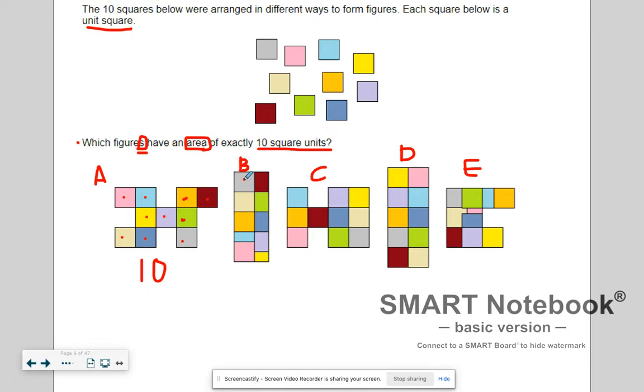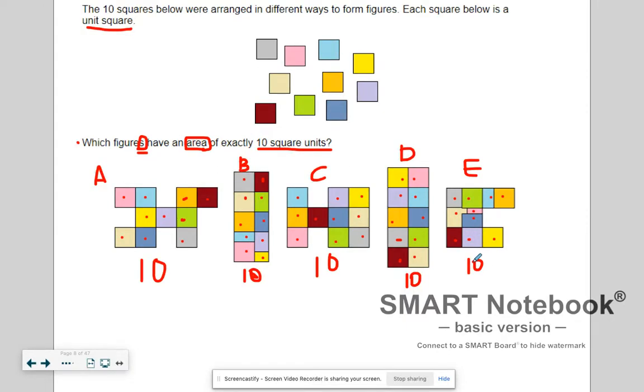All right, so let's look at B. 1, 2, 3, 4, 5, 6, 7, 8, 9, 10. This one also has 10. It's an ugly 0. Okay, let's look at C. 1, 2, 3, 4, 5, 6, 7, 8, 9, 10. Also has 10. And then E. 1, 2, 3, 4, 5, 6, 7, 8, 9, 10.